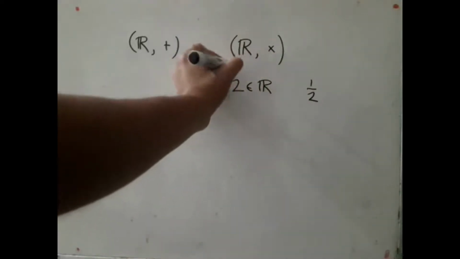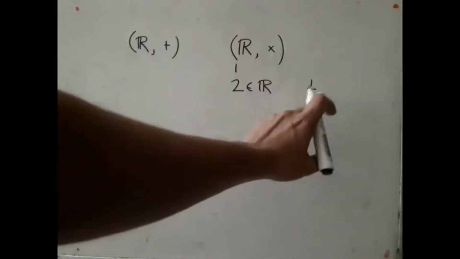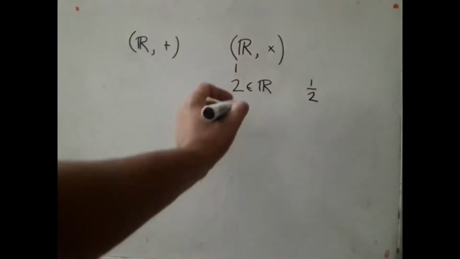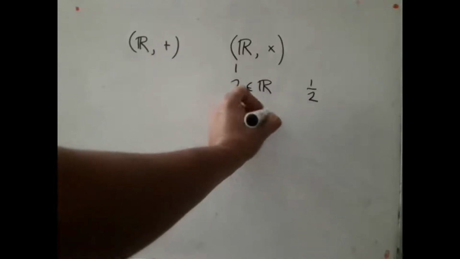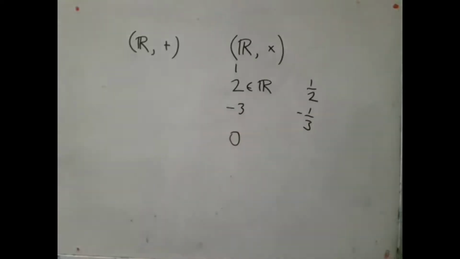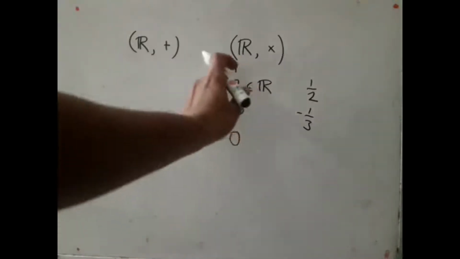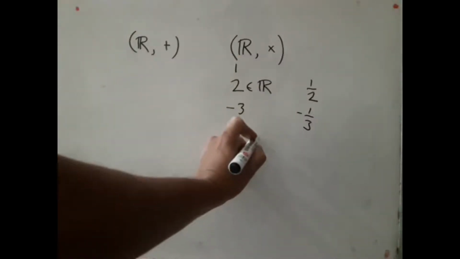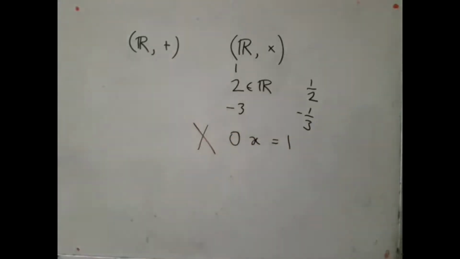Of course, the identity here is 1. So, inverse of 2 is half, because 2 times half is 1. Inverse of minus 3 is minus 1/3. But what is inverse of 0? You do not have any number such that 0 times that number is equal to 1. You can't have that. 0 times x equal to 1, that is not present. So, this is not a group.